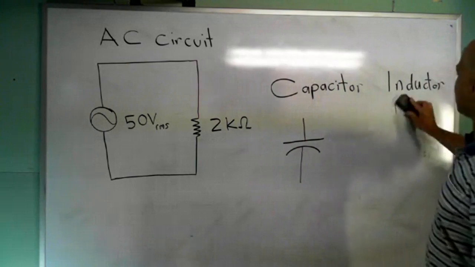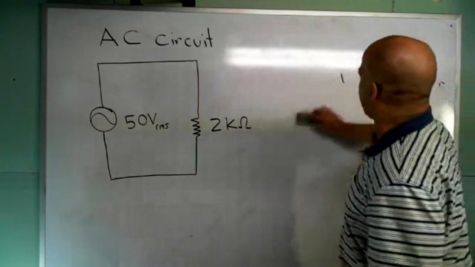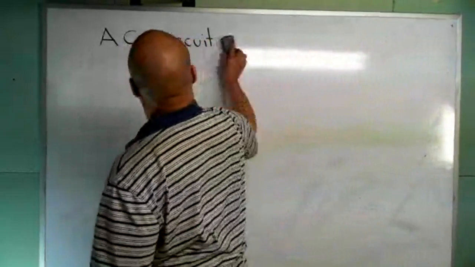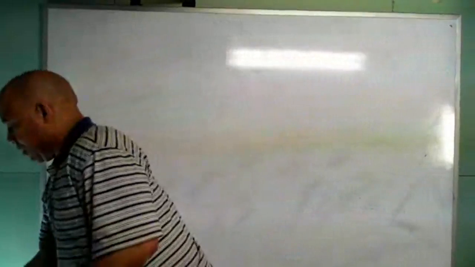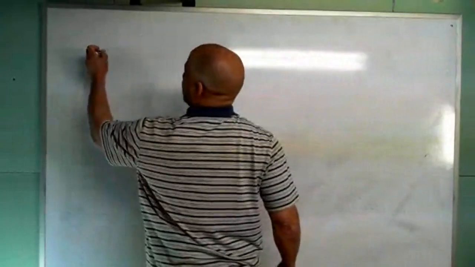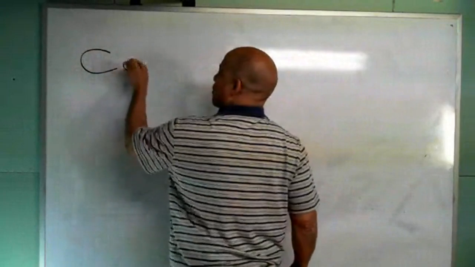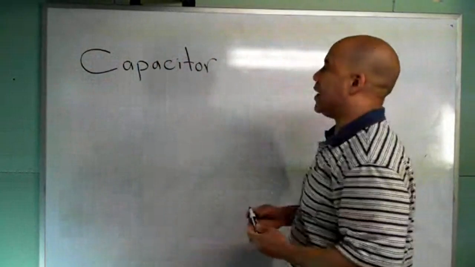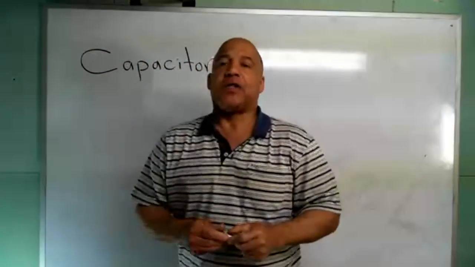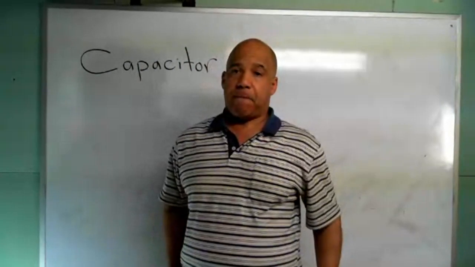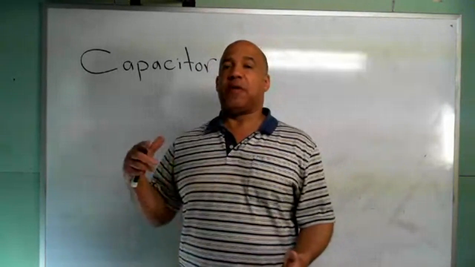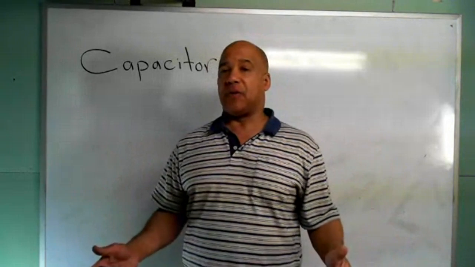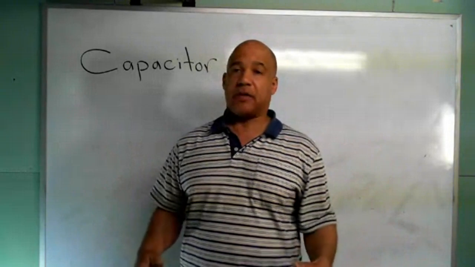So I want to start with that. Start talking about this device called a capacitor. So, capacitor. What is a capacitor? A capacitor is a device that stores energy. Matter of fact, we'll talk about inductors too. Both the capacitor and the inductor store energy. The main difference, other than physical differences, is where they store the energy.